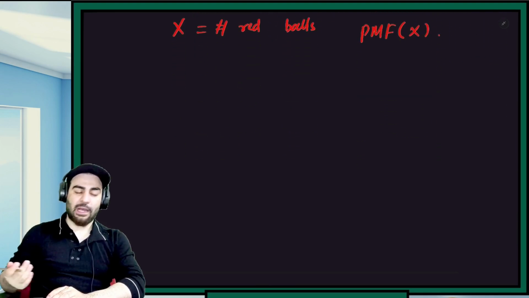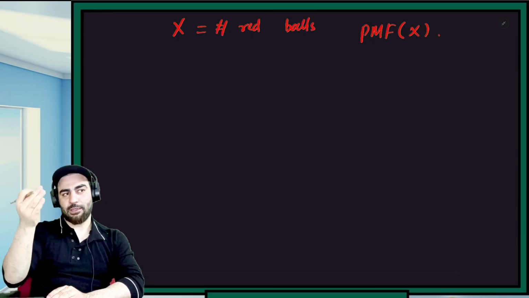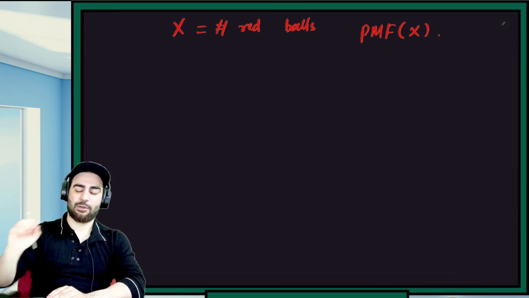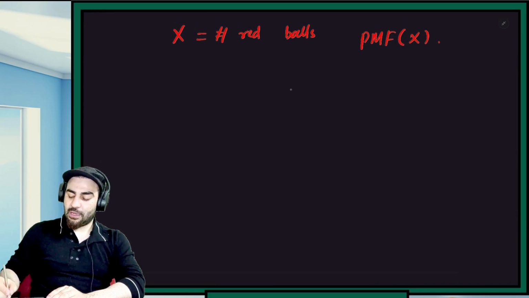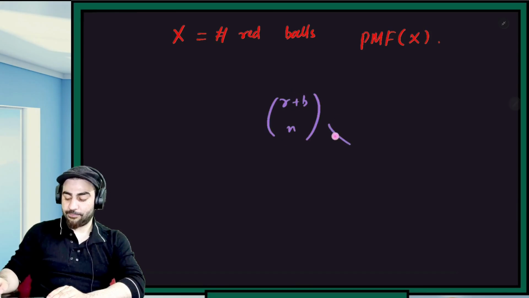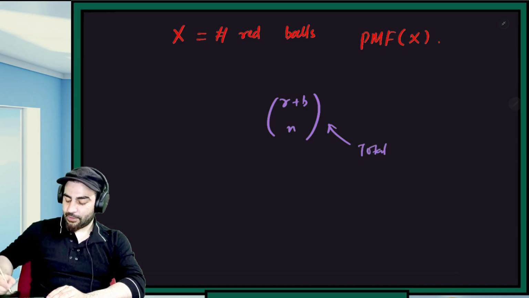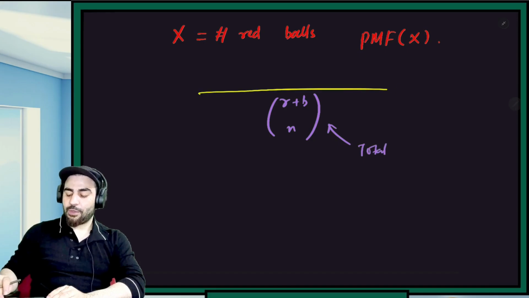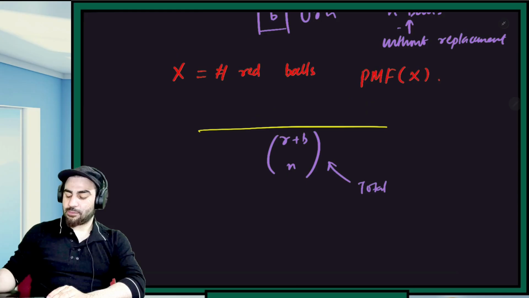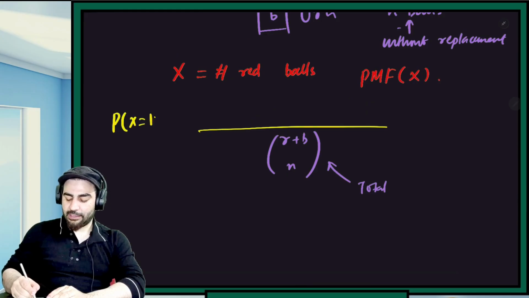So now we'll again use the naive definition of probability: favorable divided by total. What is the total number of possibilities we have? We have R plus B balls, and out of these we are choosing n balls. This is our total. And now we have to see favorable, because we are finding the probability that X is equal to k.